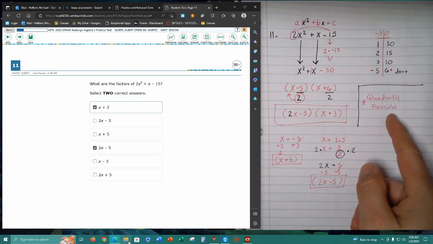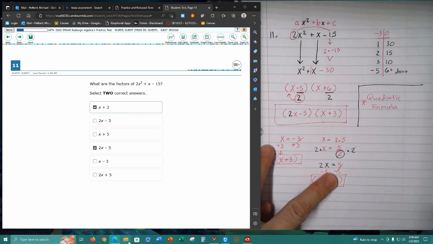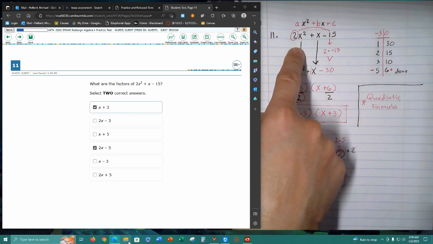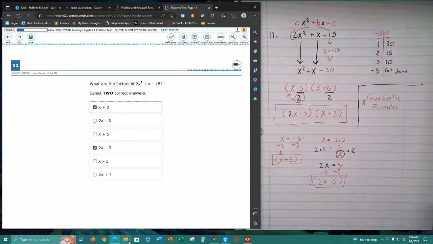Did you use the quadratic formula? Did you work backwards from your zeros? Or did you go ahead and factor it? So explain how you solved it and got the correct answer, or how you watched me get the correct answer, and then move on to your next problem.